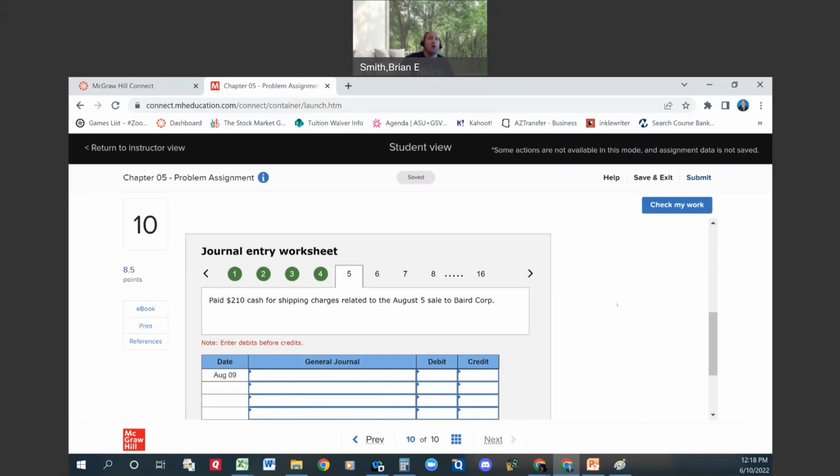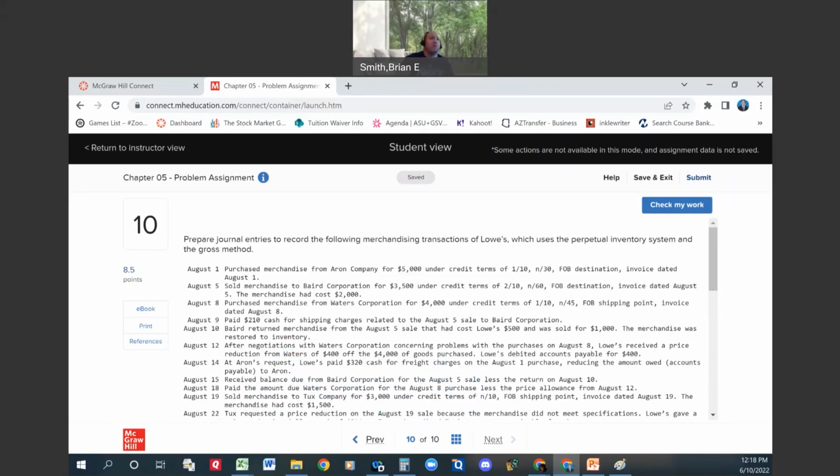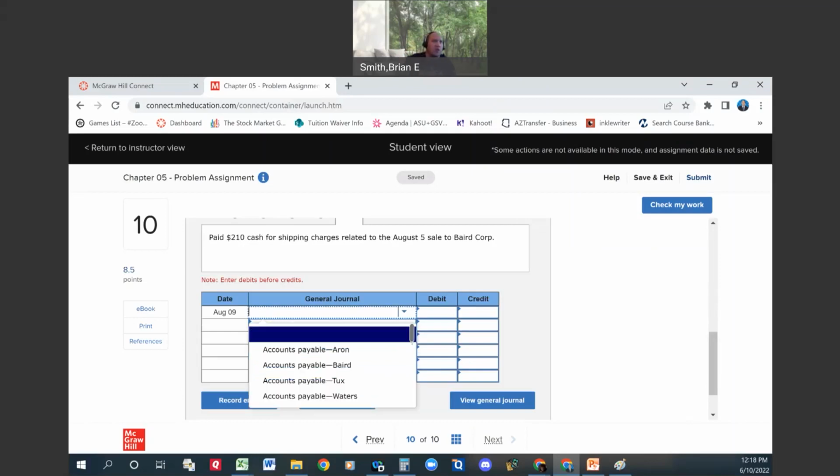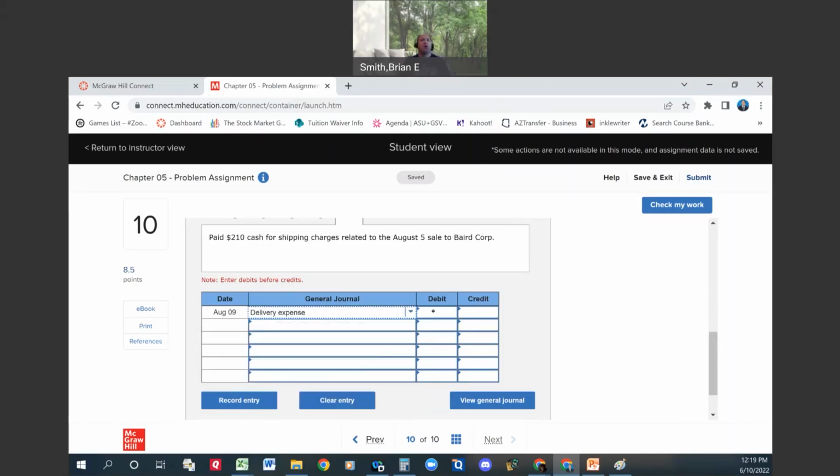Okay. FOB destination. We sold this to Baird. We paid for it. FOB destination. This was something we sold. This is a selling and administrative expense. We're not dealing with inventory on this. So we're going to do, it's probably shipping. No. All right. I don't know what they're going to call it. I'm just trying to guess it. Delivery expense. There it is. Delivery expense, $210 cash, $210. All right. Hopefully this one's a good one now.